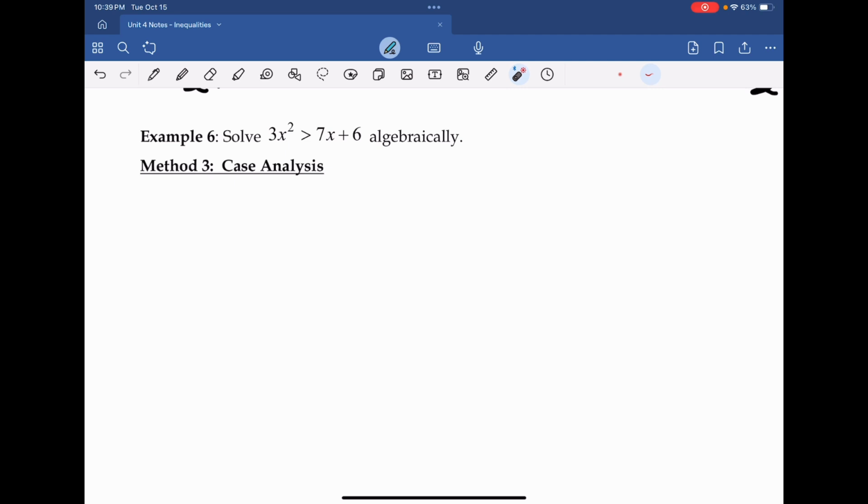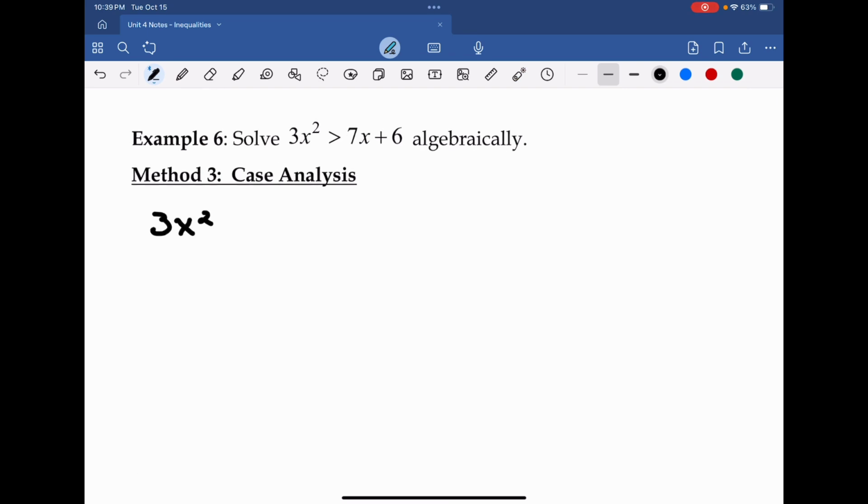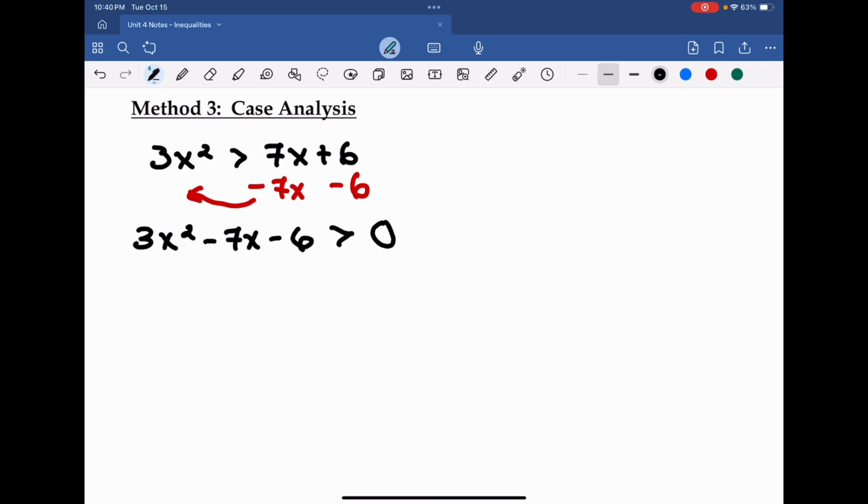Again, they give us a quadratic inequality such that we have to actually do a little bit of work to start the problem, because it's not isolated in terms of one side being 0. So we're going to take 3x squared, which is greater than 7x plus 6. We're going to subtract away all the stuff on the right-hand side and bring it over onto the left. This gives us 3x squared minus 7x minus 6 is greater than 0. Again, we don't flip the inequality unless we've divided or multiplied by a negative, which we definitely have not.